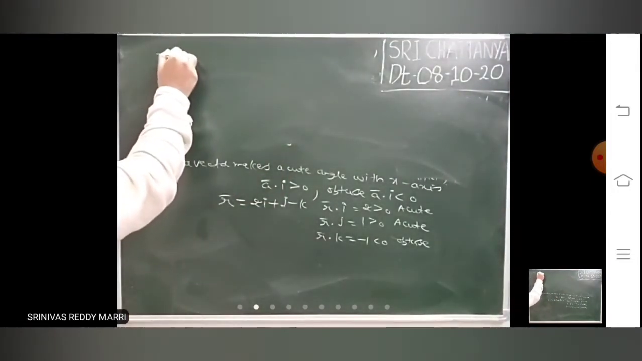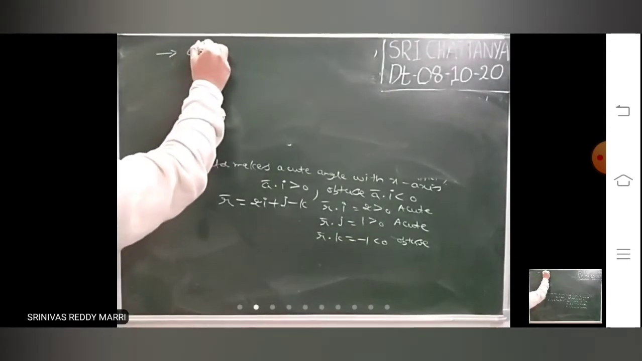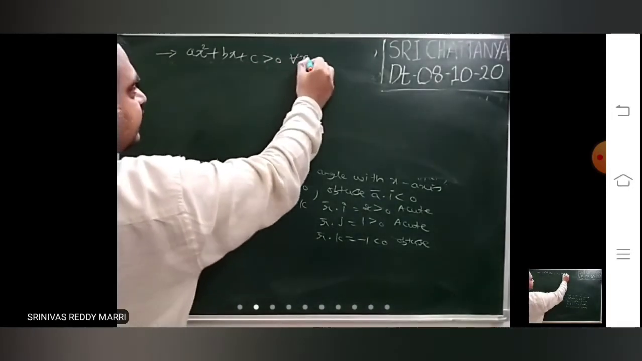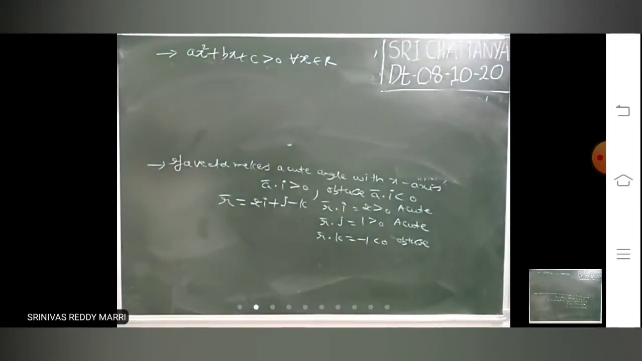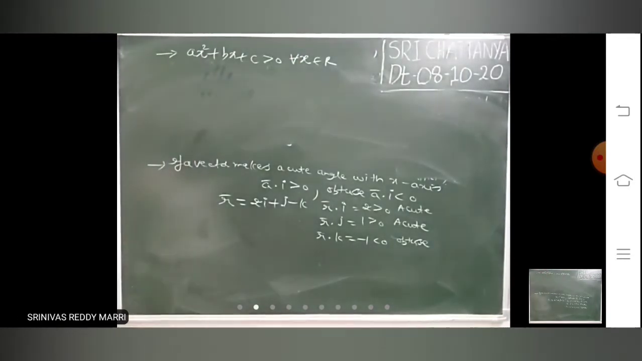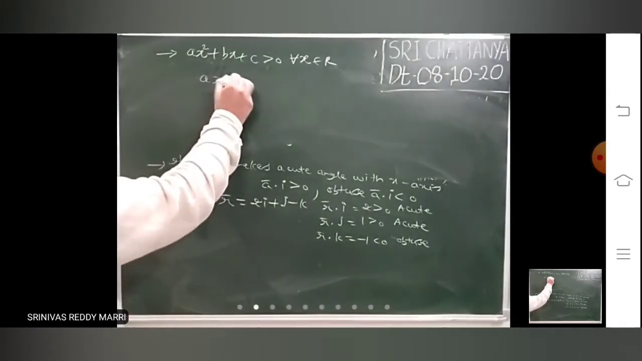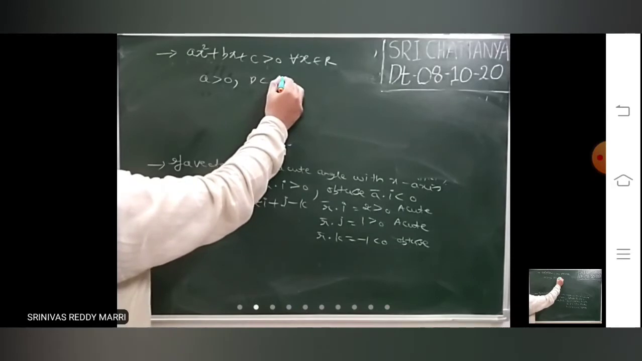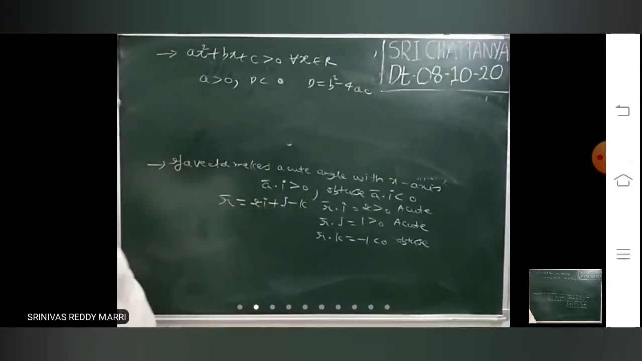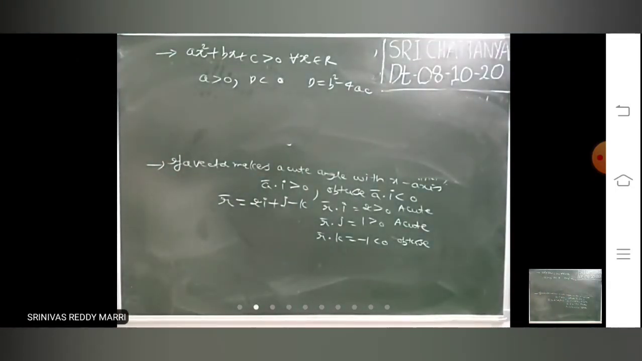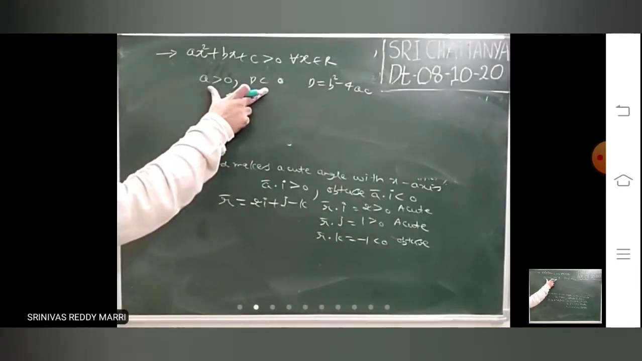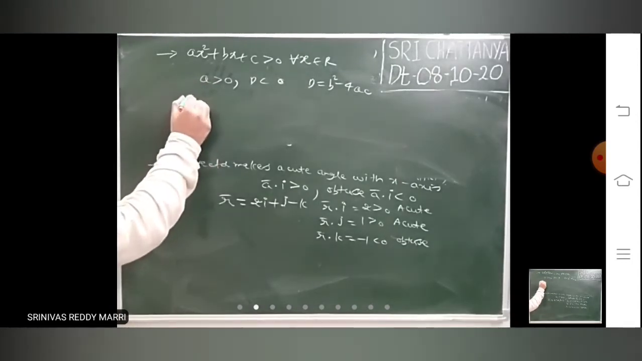Okay. One inequality we will use in problems: whenever ax square plus bx plus c is greater than 0, a quadratic expression, and it is given greater than 0 for all x belongs to R, you write the inequality A greater than 0, D less than 0. D means discriminant. Whenever ax square plus bx plus c is greater than 0 for all x belongs to R, this condition must be satisfied: A greater than 0, D less than 0.